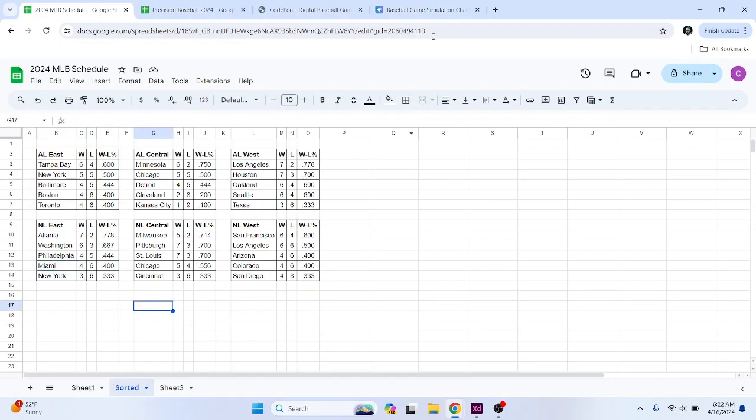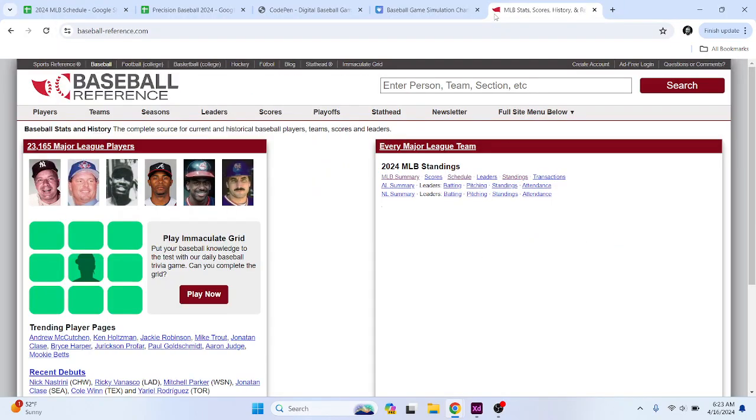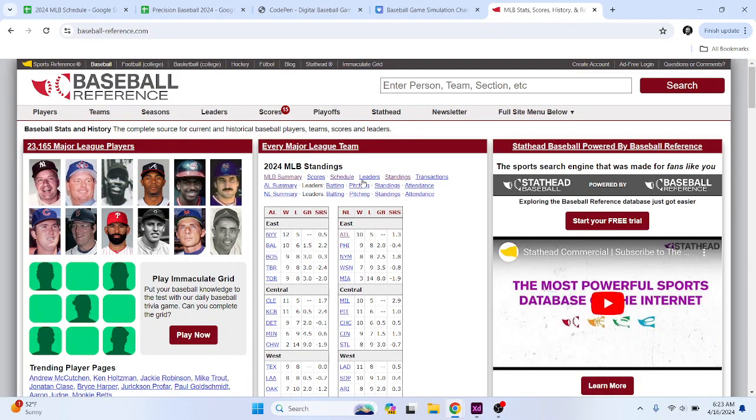And what I've been doing is basically going over to Baseball Reference and looking up. Was it Baseball Reference? No, it was at Fangraphs.